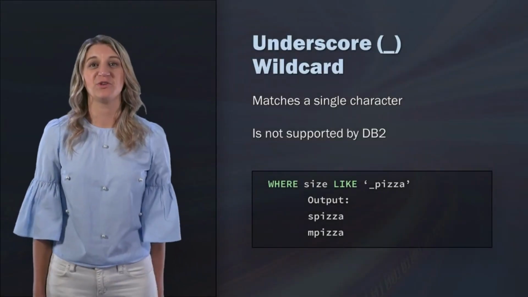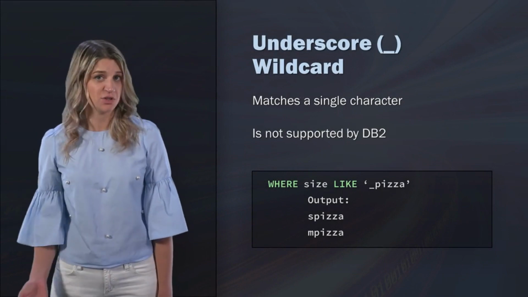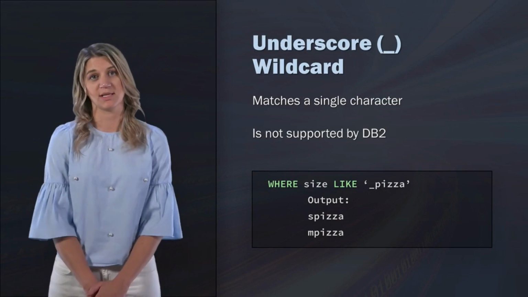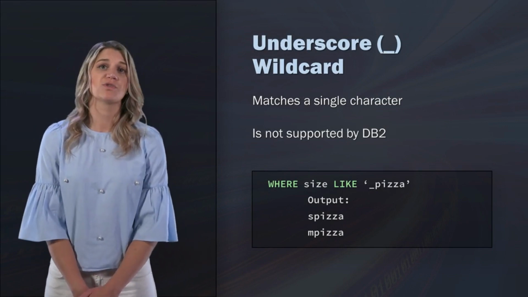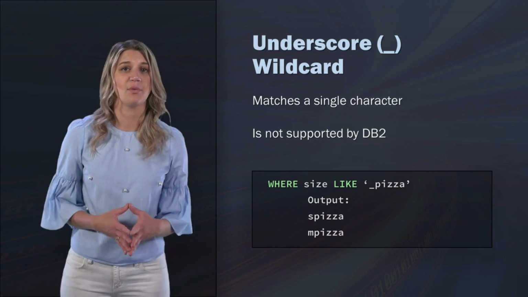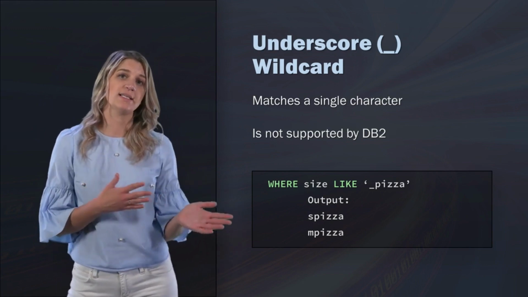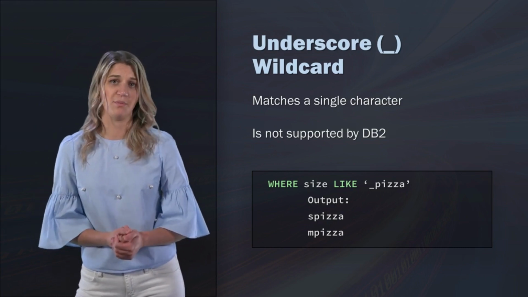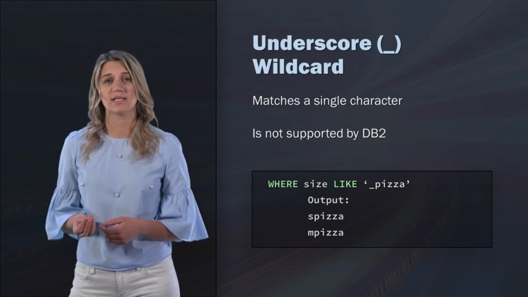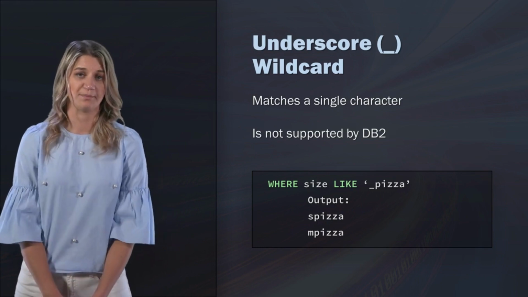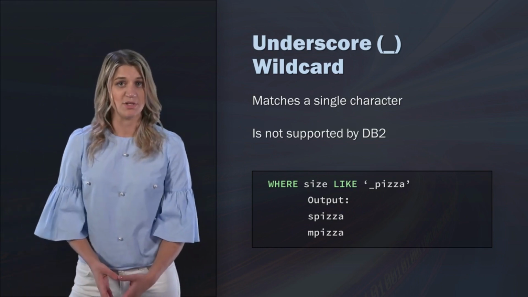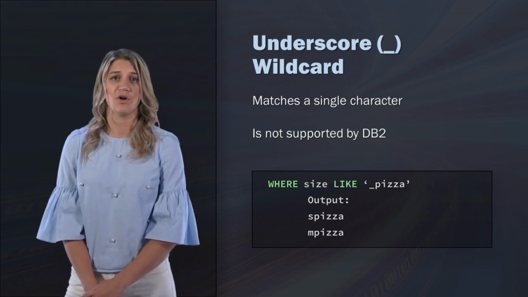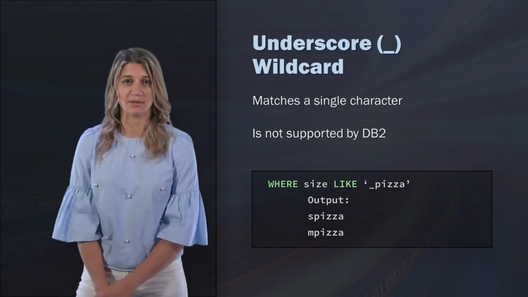Some of the ways you use wildcards, and I won't go into too much detail here because it really depends on your relational database management system. But you can use wildcards with underscores. In this example, we're going to have where size is like and then underscore pizza. This is going to produce an output where it ends in the word pizza and then it brings everything before that. This isn't supported by DB2, which is a pretty popular system, but I think it's important to note because most other systems support it.